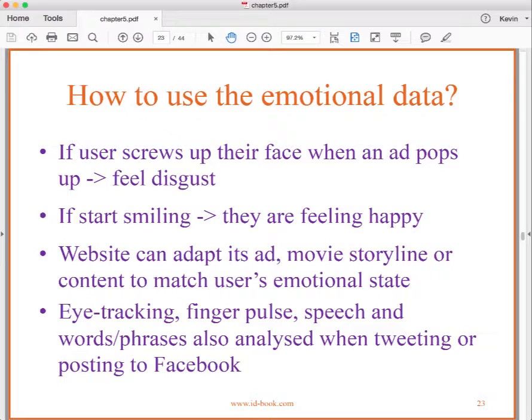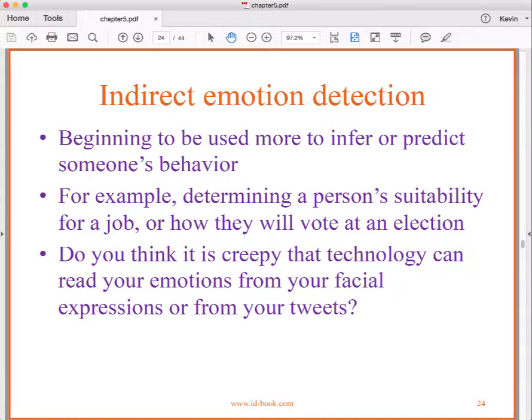We can do eye tracking, finger pulse, speech, and words and phrases also analyze when tweeting or posting to Facebook. So we can measure all kinds of things and try to extract emotional content from them. Before we get to the end of this slide, we're going to ask you if you really think that this is a good idea.